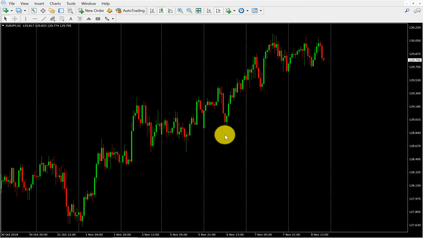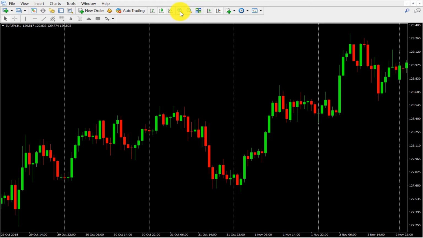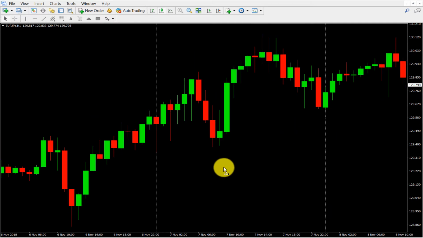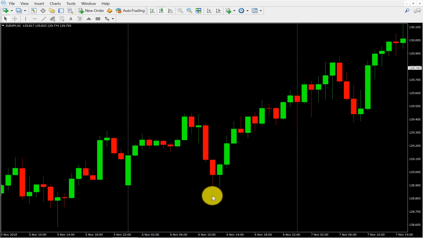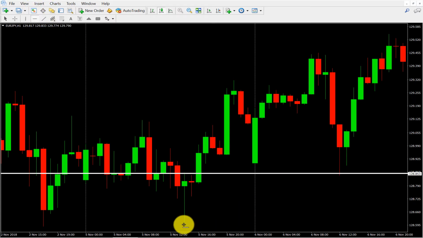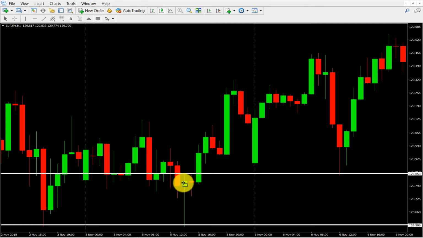This is the Euro JPY chart, Euro against Japanese yen, and this is the 1 hour chart because this strategy works well on the 1 hour chart. Let me zoom the chart. I'm going from right to left. For this strategy, we need a candle with a little body and a big wick. So here we got this candle. This is our candle.